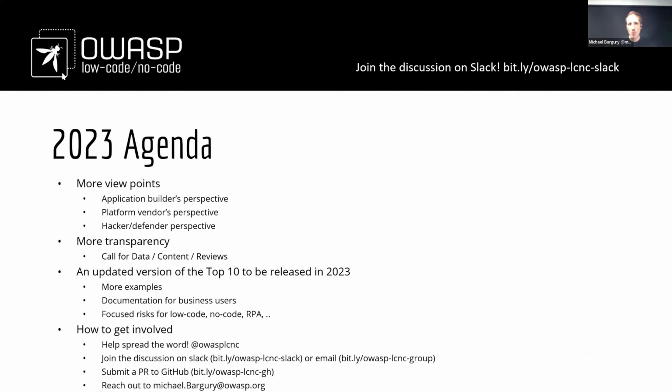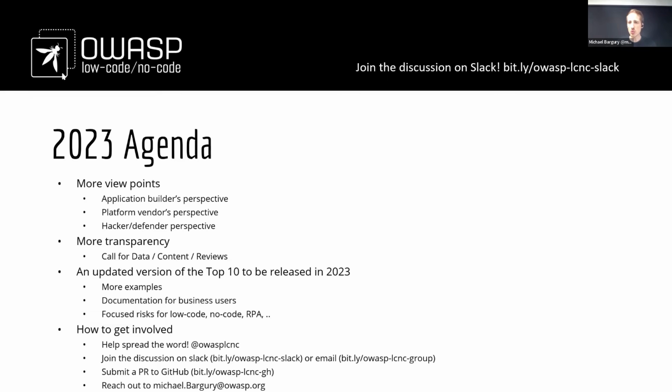This is what we're hoping to achieve in 2023. The first thing is having more perspectives enter the project and help us become better. We want to have people from the application security builders, but also from the platform vendors, hacker, and defender perspectives. We want to be more transparent about the process going on behind the scenes to produce the top 10, and to have more people engaged in making those top 10, reviewing them, and changing the course where this project is going. We're planning to have a new version of the top 10 released in 2023. With that version, we have a few points in mind following feedback from the community where we want to improve.